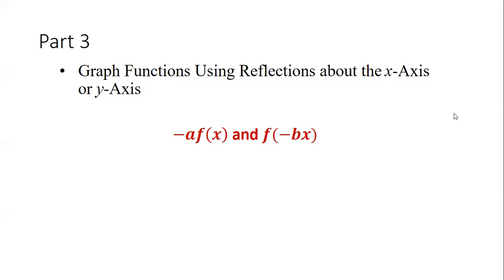Part 3 says graph functions using reflections about the x-axis or y-axis, okay? So with part 3, we are now going to have negative a and b values. How do they affect our graph? So let's talk about what it does.